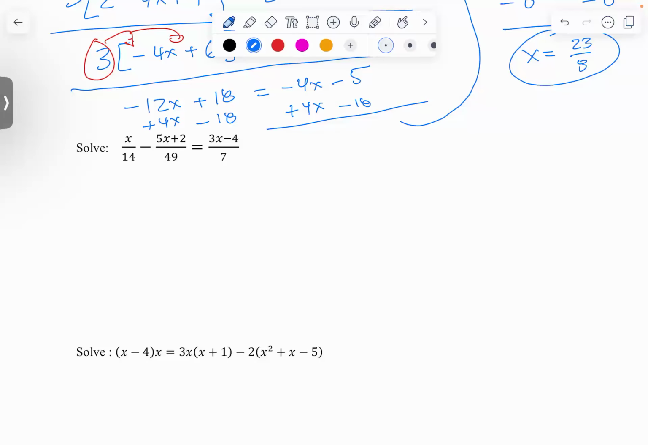All right, once again, I see fractions. So, to simplify this, 14, 49, and 7, the common denominator, it is not 49. Oh, it seems like we want to do 49. Okay, 7 times 7 makes 49. Ooh, 2 times 7 makes 14, which means I actually need a number that they both have in common. That would be 98. 2 times 7 times 7. So I'm going to multiply both sides by 98 over 1.